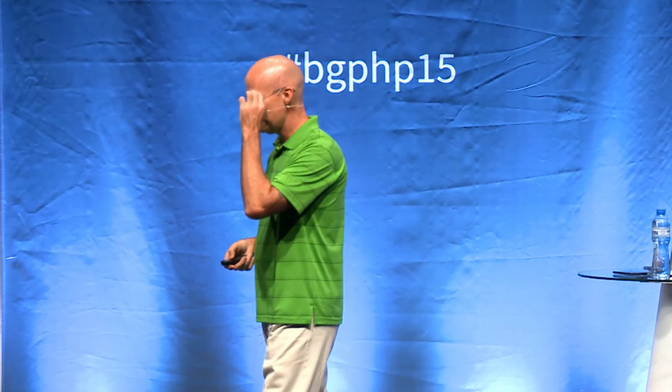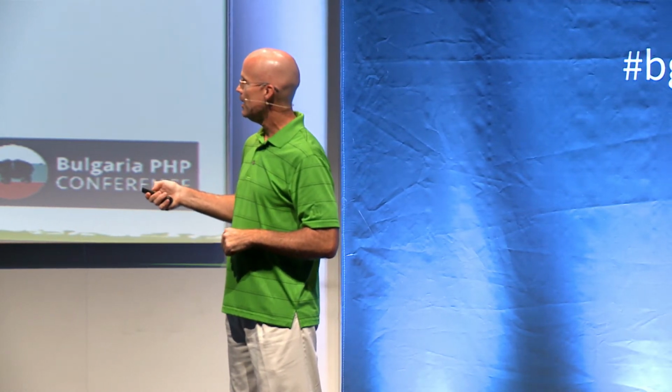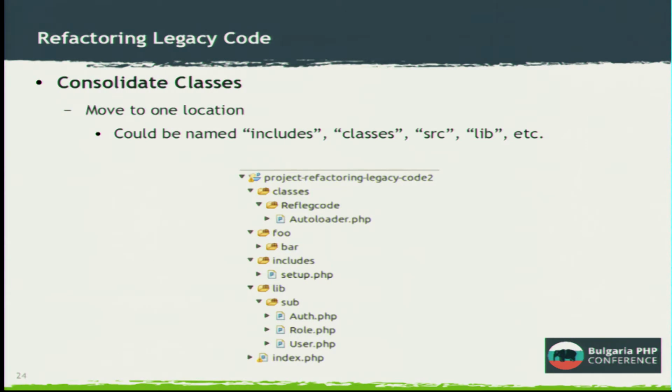And we also want to make sure that we have a central place to put all of our classes, so that way the autoloader knows where to go and find all of our classes. So the first step we're going to follow is moving all of our classes into a central location. Now, in this sample application that I'm going to walk through, we can see that I have a classes directory here that I created where I put my autoloader. I also have a foo directory, a lib directory.